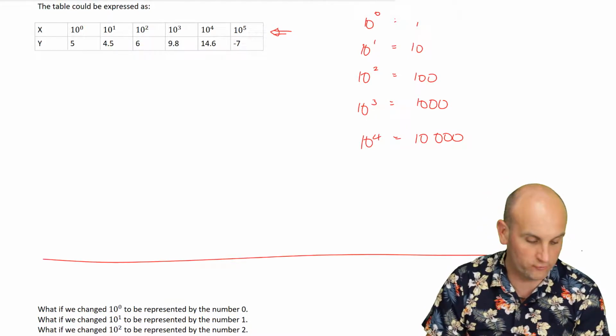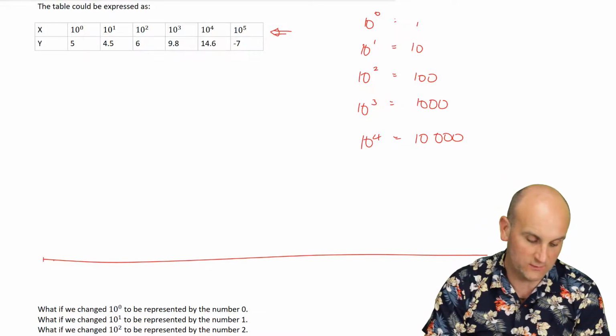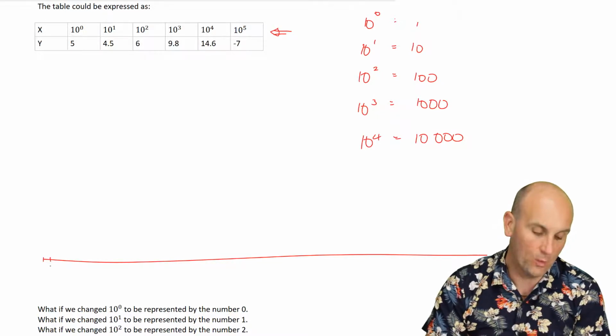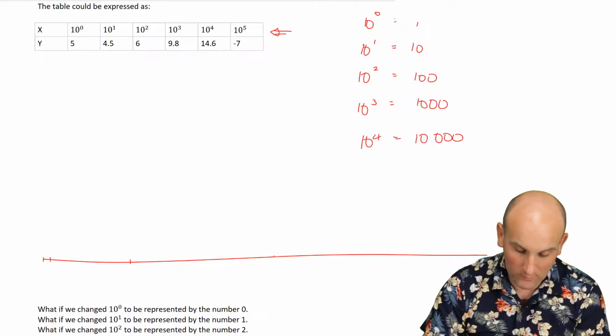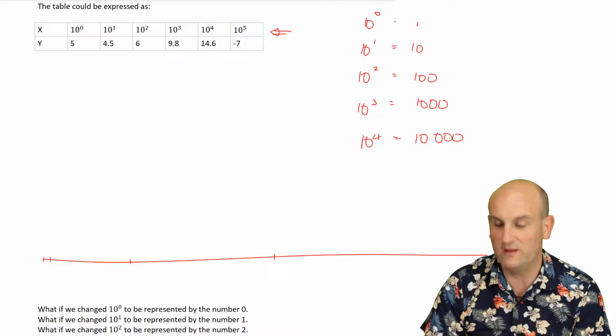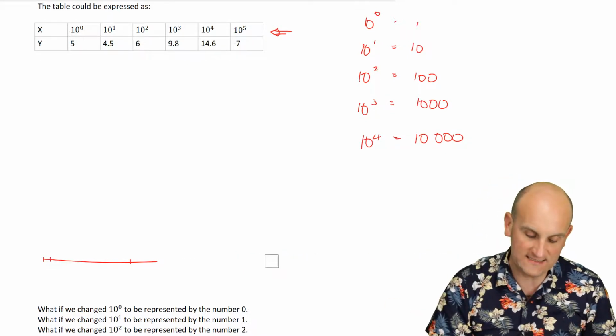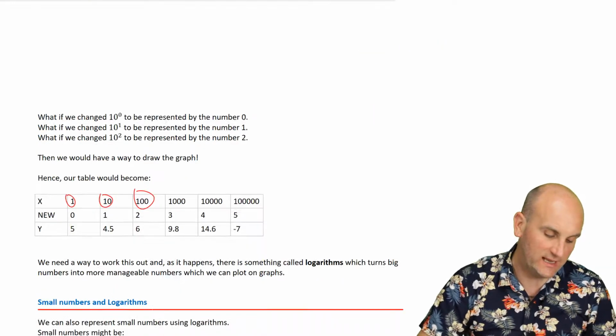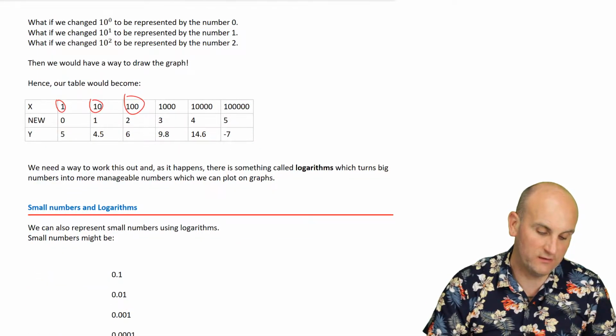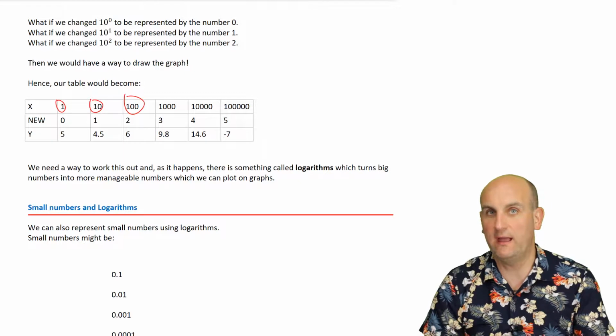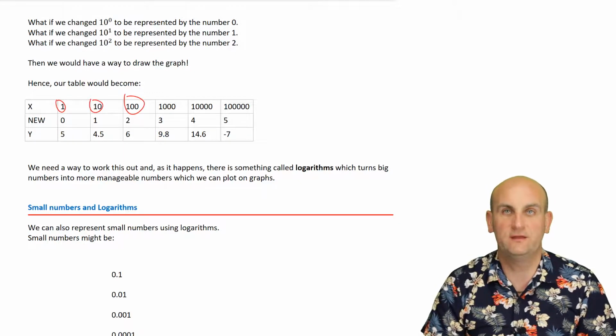If I still try and draw this, we know 10 to the power of 0 is 1, 10 to the power of 1 is 10, that's 100, that's 1,000, this would somewhere over here be 10,000. It's really not helped us, or has it? Well, what if we changed 10 to the power of 0 and said, okay, we'll redefine that, or we'll now think of that as 0.